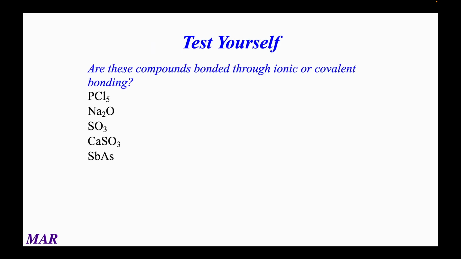So here's a question you can test yourself with, to think about whether these molecules are bonded through ionic or covalent bonding. And again, the punchline here is that in an ionic bond, you usually have a metal and a nonmetal. So in the first one, PCl5, both phosphorus (P) and chlorine (Cl) are up and to the right of the metalloid line on the periodic table. So we would guess that PCl5 is covalent. It has all nonmetals in it.